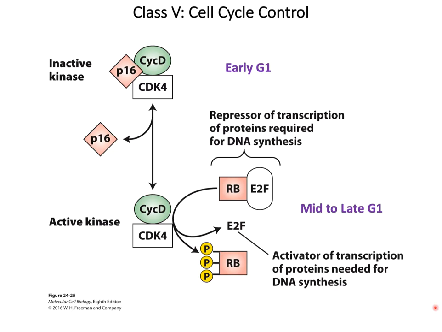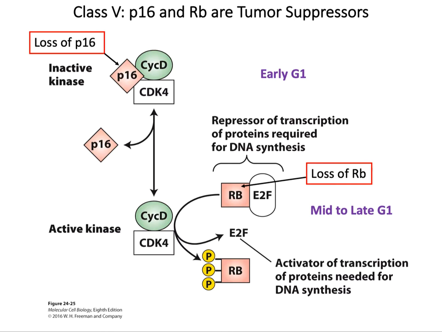You will remember that the retinoblastoma binds to the E2F transcription factor, and when retinoblastoma is phosphorylated by the cyclin CDKs, it dissociates from E2F. And then E2F can move to the nucleus and activate transcription of genes necessary for DNA synthesis, as well as other important cellular functions during the cell cycle. So this is all review from your cell cycle.